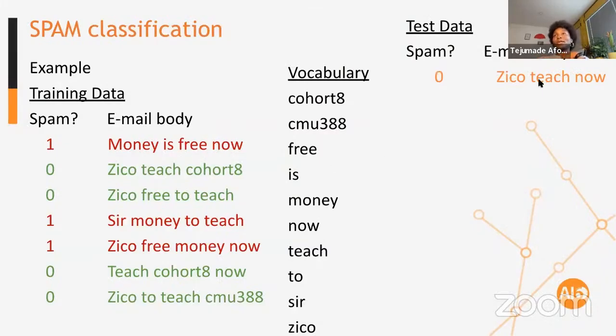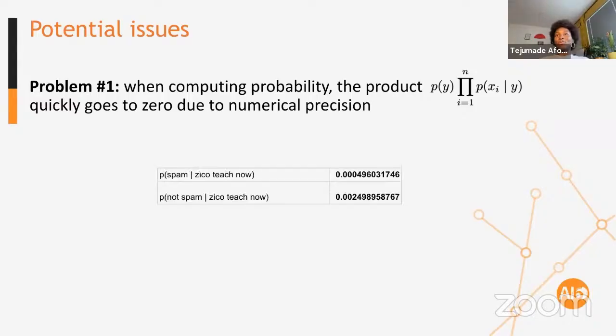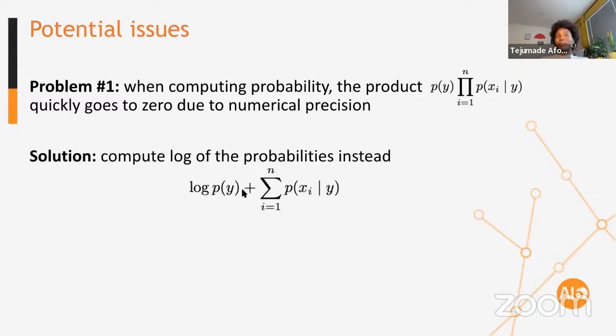So for this example, the email "Zico teach" is less likely to be spam, so we would classify it as a normal email. I just wanted to breeze through some potential issues. First, there is precision. We already talked about this: if you multiply a lot of probabilities, it quickly gets to 0, and the way you combat it is the logarithm that we talked about.